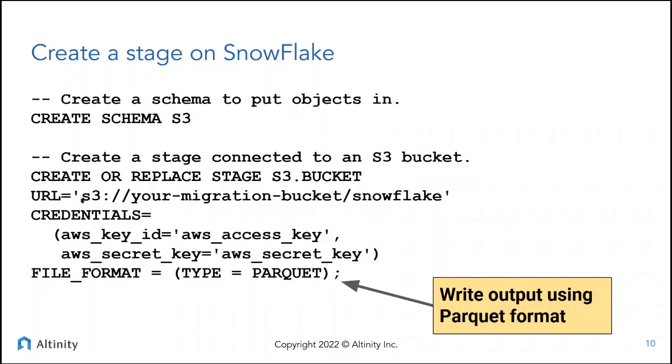I give it a name, and I give it a URL in S3. So there's your migration bucket, substitute your name. I have to give it credentials so that Snowflake knows how to write to it. Then a really important feature here is I'm going to set the file format to Parquet. What that says is anything that is copied into this stage is going to get written out as Parquet files. That's pretty convenient because then we don't have to worry about it. It'll just do the right thing.